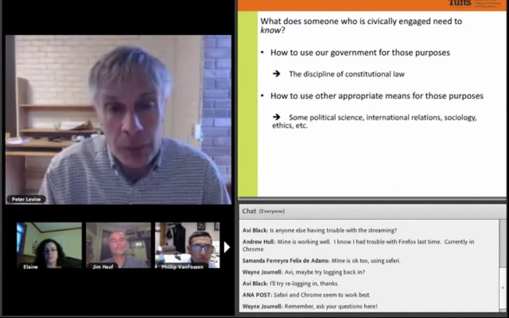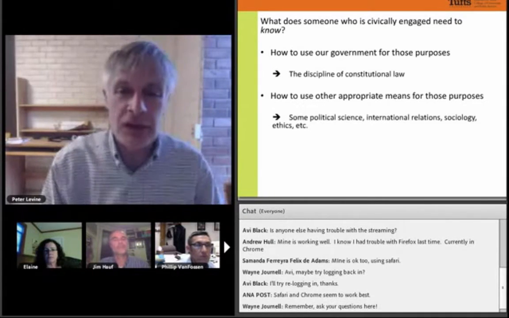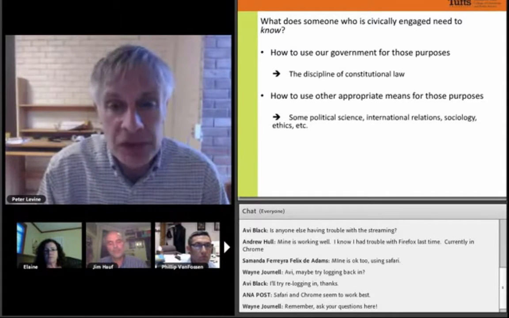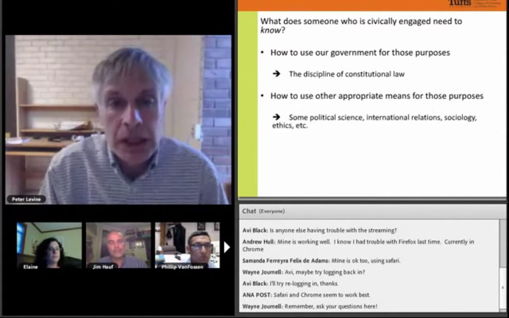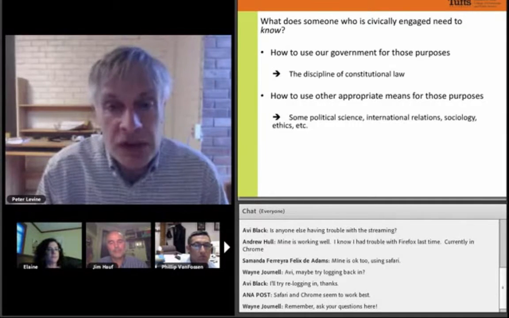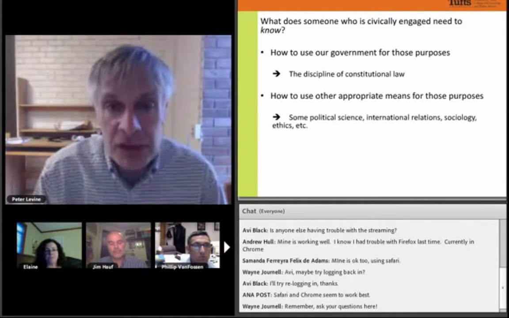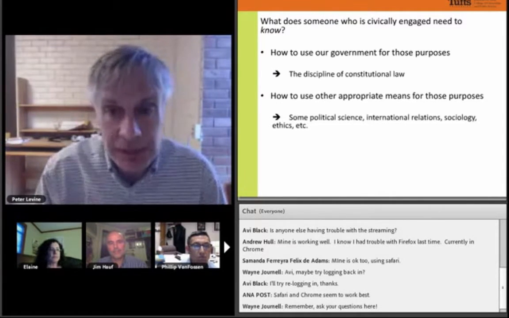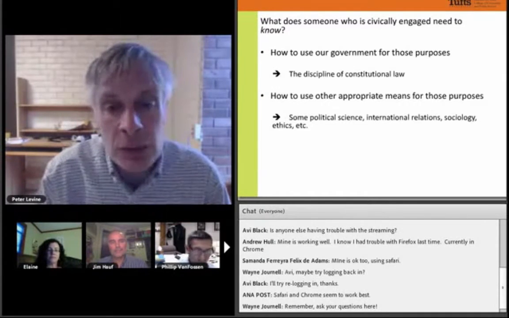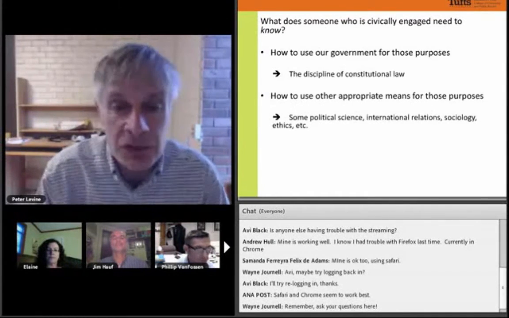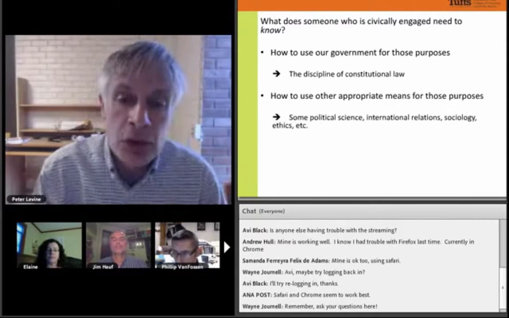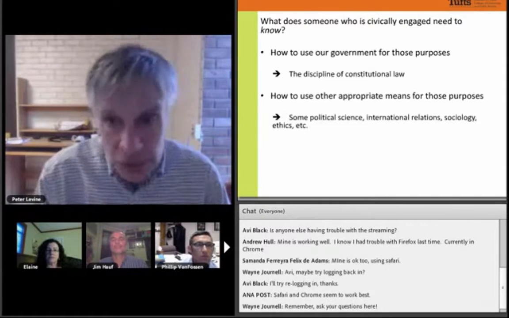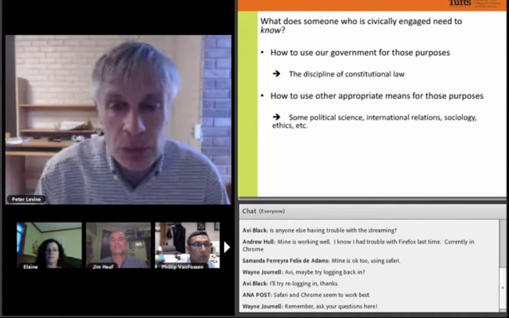But there's a second bullet there, which is how to use other appropriate means to make the community better and to preserve the republic. Because the government is not the only means. We also work in civil society, we work with peers, we work with neighbors, we work in voluntary contexts, we work with the media. So you really have to draw on other disciplines, including political science, sociology, international relations, because we're working now in a global world, and ethics, because you need to make the world better, not just change the world, and that raises the question of what's better, what are good means, and what are good ends. So if civics is a discipline, it draws on all of these things.